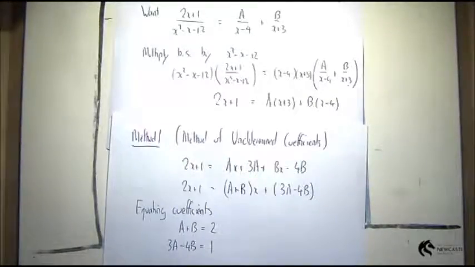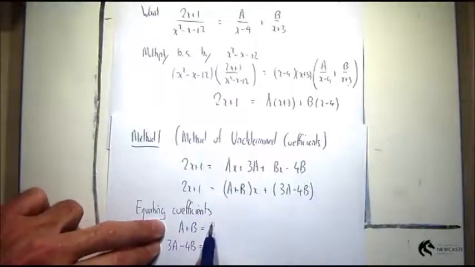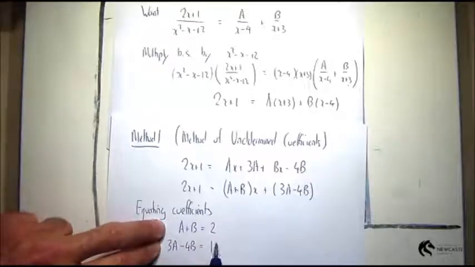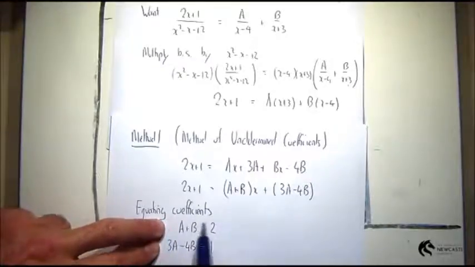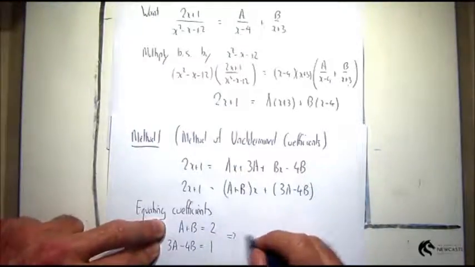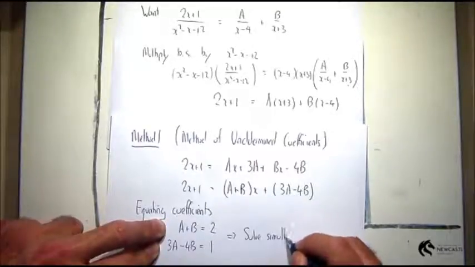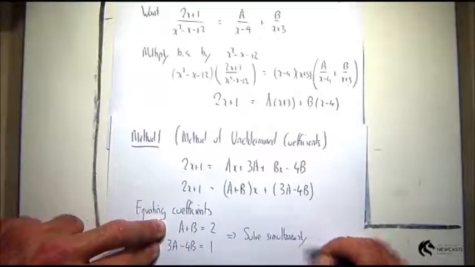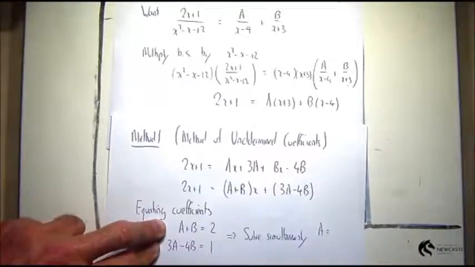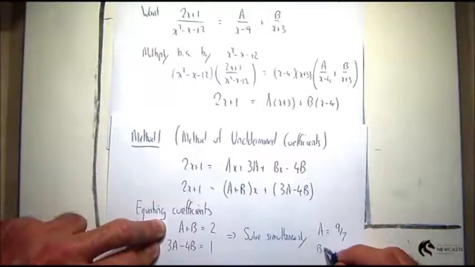Have a look at this. I need to find A and B. This is a linear equation in A and B. This is a linear equation in A and B. So that's a set of simultaneous equations in A and B. And wacko, I already know how to solve them. Okay? So here I go. I'll just say, by magic, solve simultaneously. I'll leave out all the steps. Solve simultaneously. And when you do that, you find A is equal to 9 on 7. And B is equal to 5 on 7.